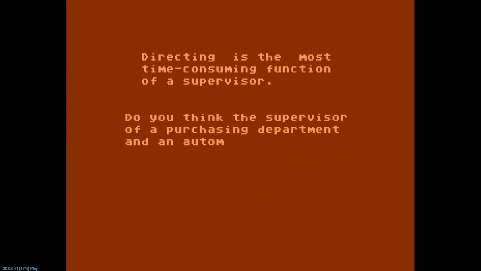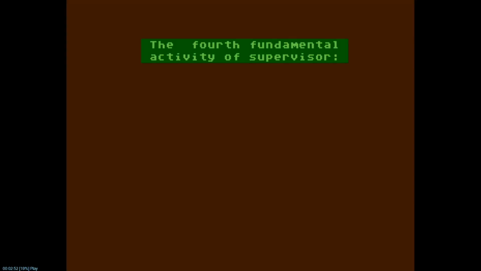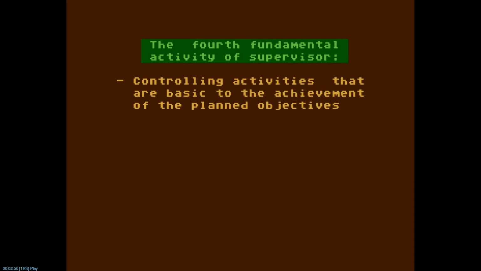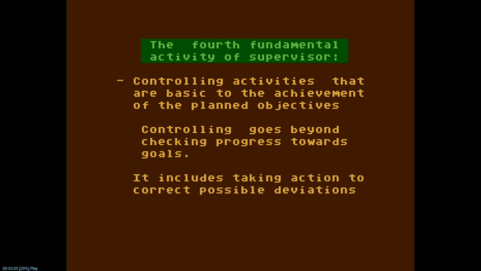Do you think that the supervisor of a purchasing department and an automobile production line supervisor would have the same basic functions? Of course. The fourth fundamental activity of the supervisor is controlling those activities that are basic to the achievement of the planned objectives. Controlling, however, goes beyond checking progress towards goals. It also includes taking action to correct possible deviations from the work plan.